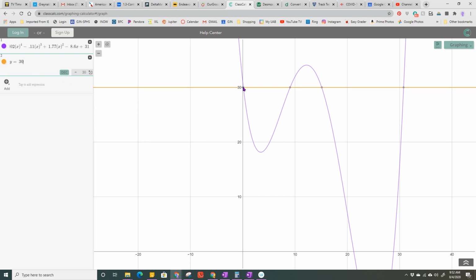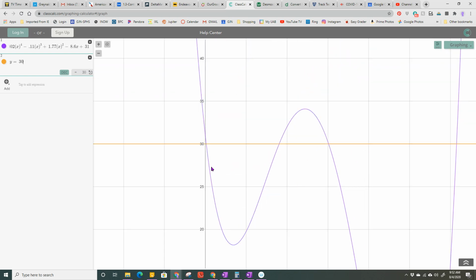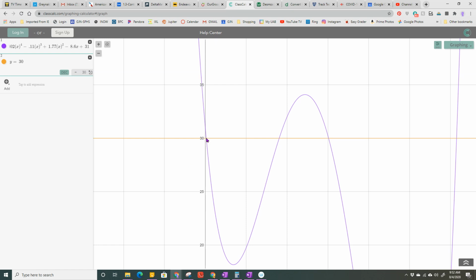Okay, so now when I zoom in here, you can see that it's not really at 30, but if I click on this and click on here, there we go. It's giving me the points of intersection right there. So we had the days 0, well, 0.119, that's pretty close to 0. That's a tenth of a day. 9 days, and then 15 days. So keep in mind, class calc, we're going to use it a lot, and I just want to make sure you all know how to do that.